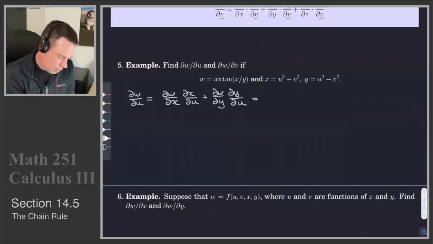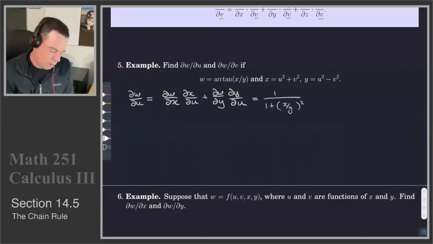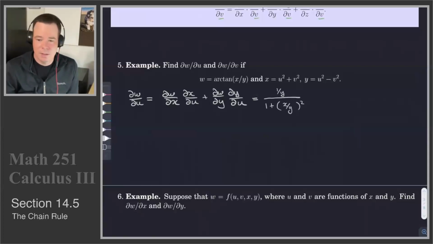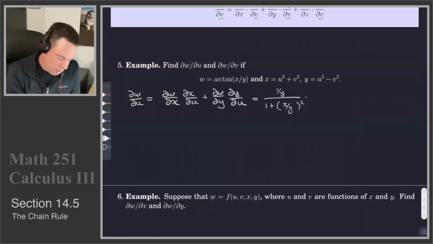So what is dw dx? That would be 1 over 1 plus the inside function squared. So that's the derivative of the arctan part. And then we've got to multiply by the derivative of the inside, the x over y with respect to x. So that would be a 1 over y. So that's the derivative of the inside of the arctan function, the x over y derivative with respect to x. So that's taking care of the dw dx. Then we need to multiply by dx du, and so that will be times 2u.